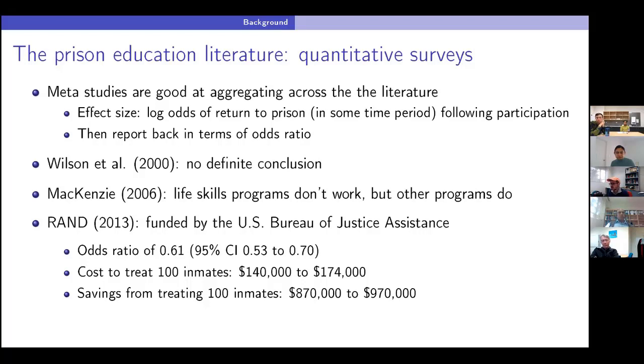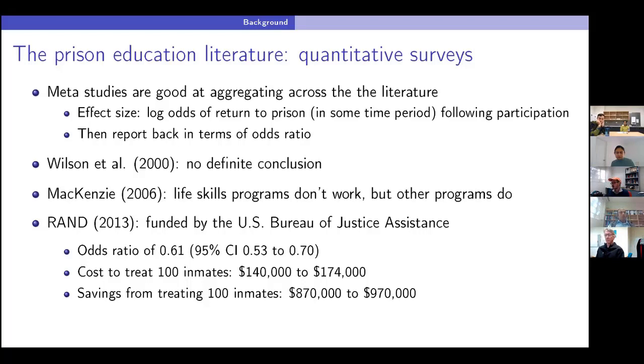Fast forward to 2013, and we have this very large, centrally funded study by RAND. So this is a well-resourced study from these guys. And if you look at what they report, this is pretty radical evidence, right? An odds ratio of about 0.6 for changing your odds of return to prison if you participate in a correctional education program. That's a really material difference from 1, if you ask me.